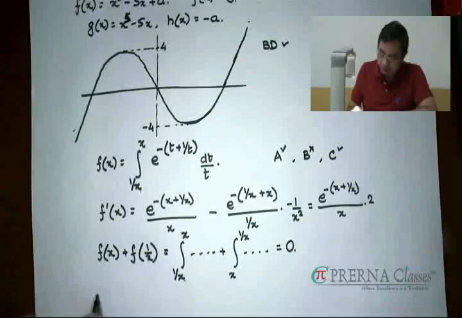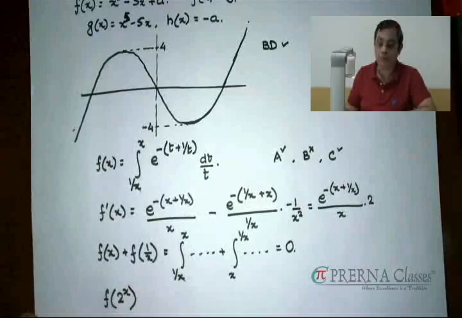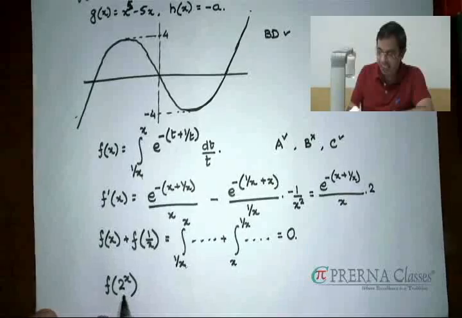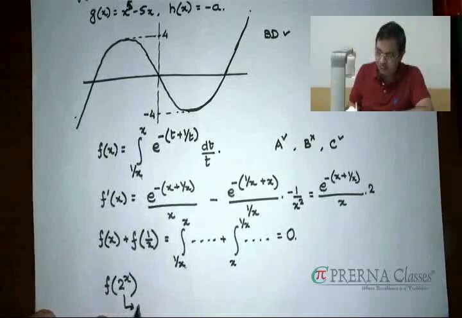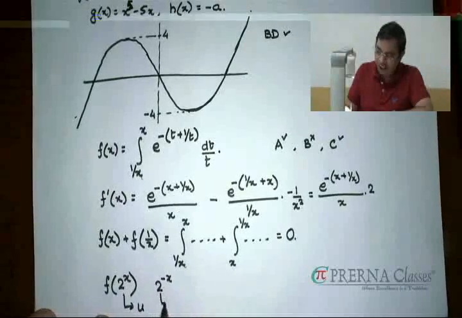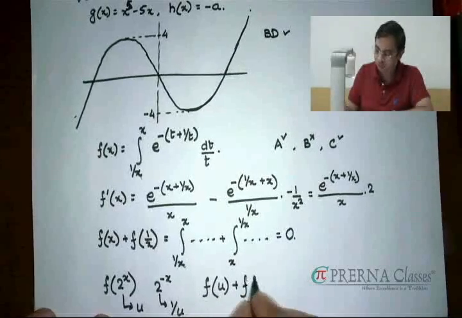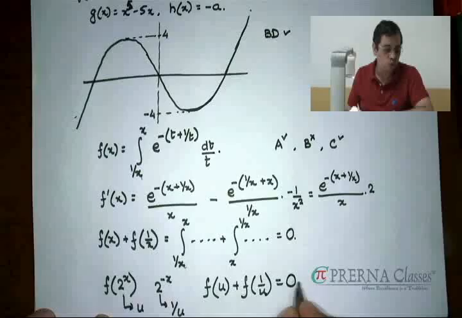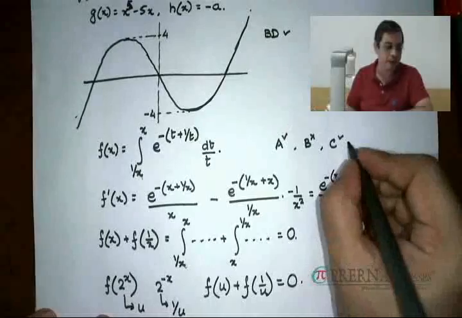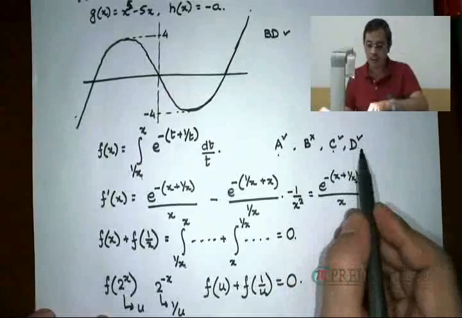The fourth option is looking at the nature of this function f of 2 to the power of x. If I take f of 2 to the power of x as u, I can easily see that f of 2 to the power of minus x is going to become 1 by u. And since we have found that f of u plus f of 1 by u is 0, that tells us that f of 2 to the power of x is going to be an odd function. Therefore, option D is going to be correct. The answer for this question then is going to be A, C and D with B as incorrect.